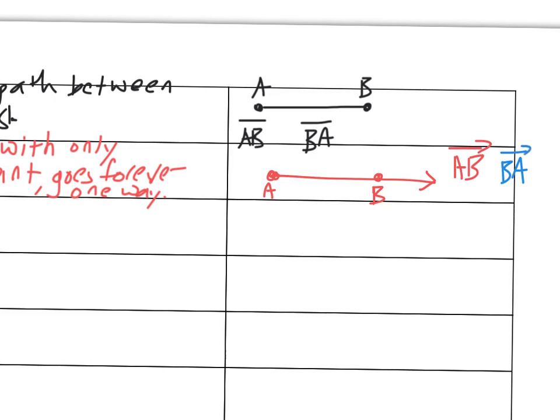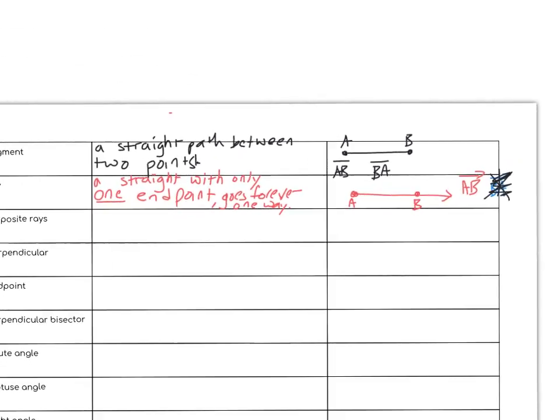Ray BA would mean that we're starting at B and going to the left. I'm going to do that with a laser pointer. So we'd be starting at B and going to the left instead of starting from A and going to B. So I cannot name this way. I'm going to cross that out so we don't actually have that there.